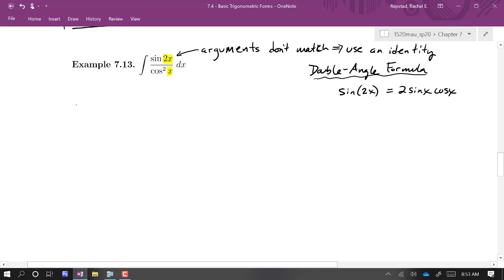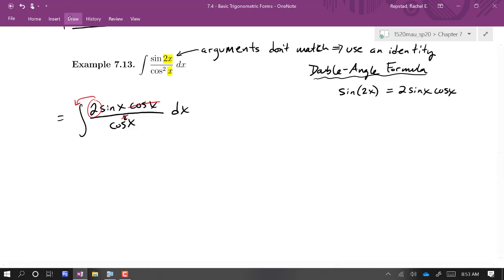So my first step is I'm just going to rewrite this integral, replacing sine 2x with 2 sine x cosine x over cosine squared x dx. I'm going to yank out this 2, bring it outside, and also I'm going to cancel. I've got a factor of cosine on top, and I have a cosine squared in the bottom, so that'll cancel, and then we're left with just a single factor of cosine in the bottom. So we have 2 times the integral sine x over cosine x dx.